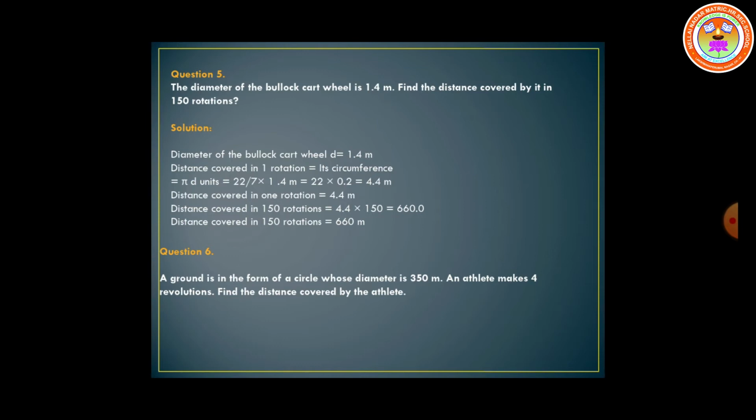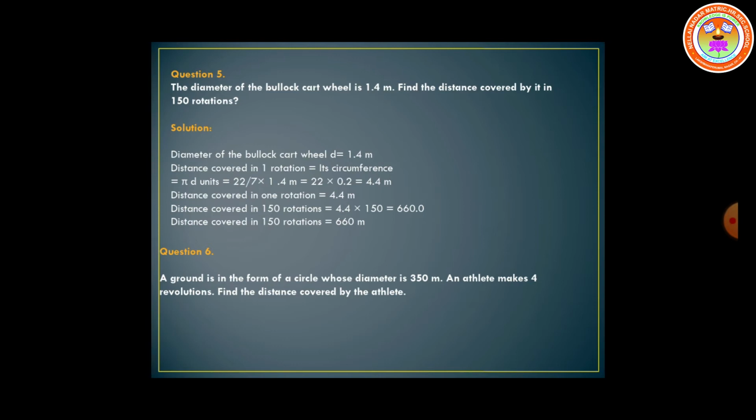We have to multiply: 6600. Then 1 decimal place is there. How to mark that? From right to left we mark 1 place only. After the decimal point 0 is there, there is no value for 0. Therefore distance covered in 150 rotations is equal to 660 meter. Can you all understand? Yes. Now we are going to move on to exercise question number 6.